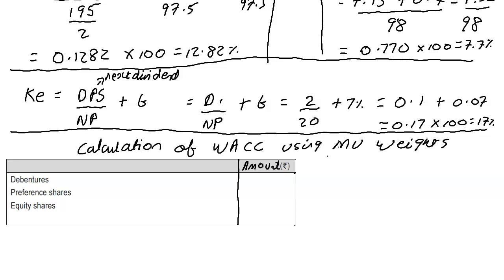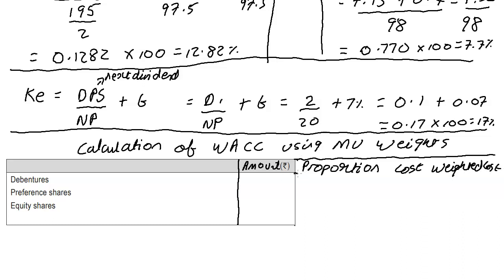Okay, so we have amount, we again will have proportion, we will have cost, and we will have weighted cost, right? And again, yes, I know I'm not an artist. Okay, please bear with me. Understanding is more important than aesthetics.